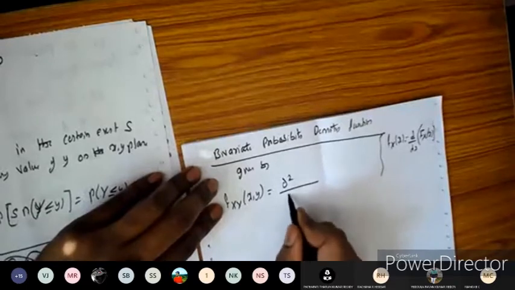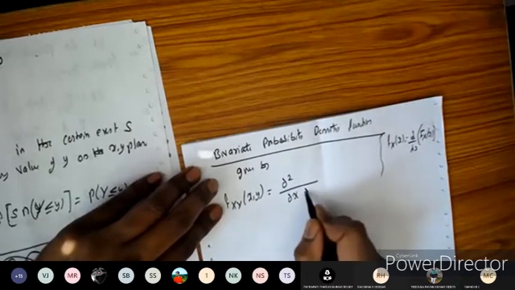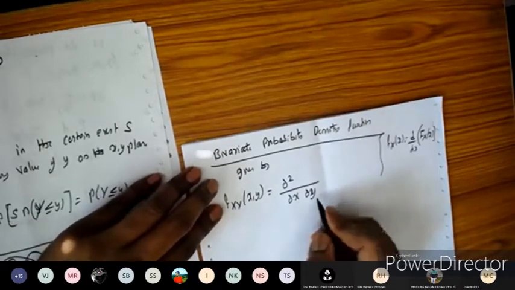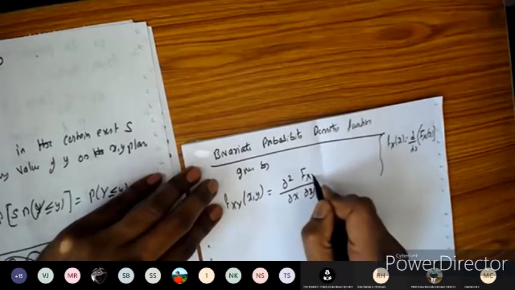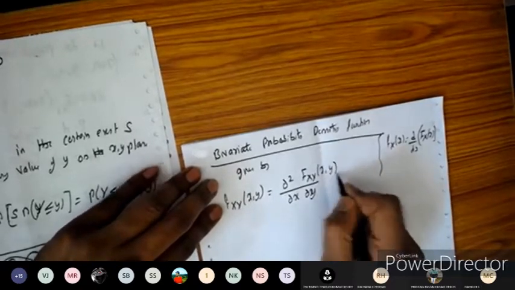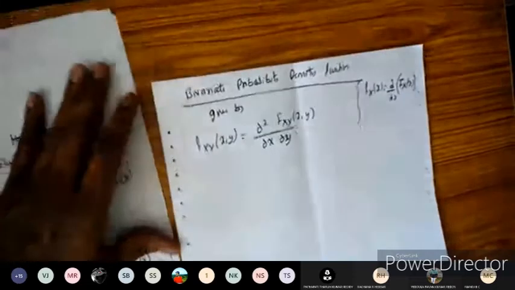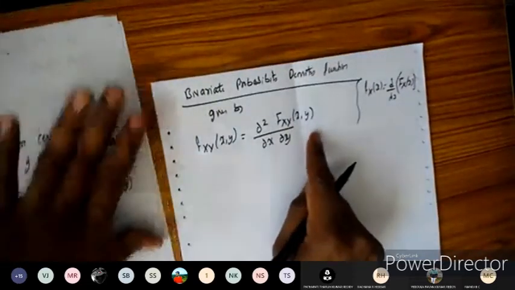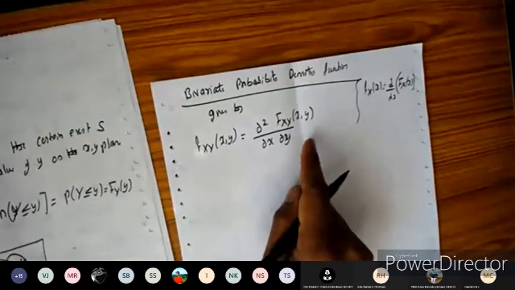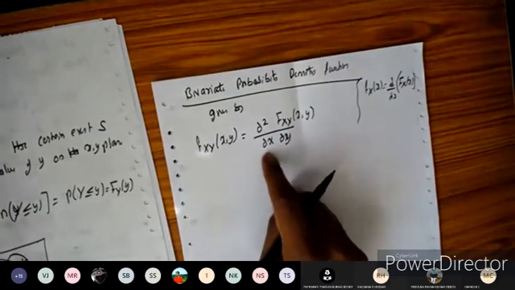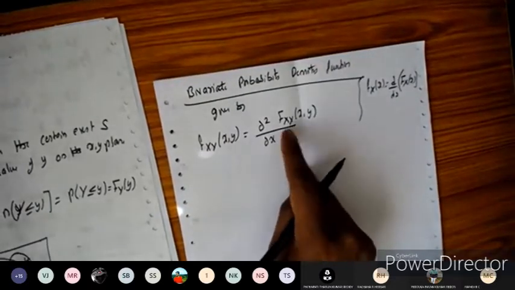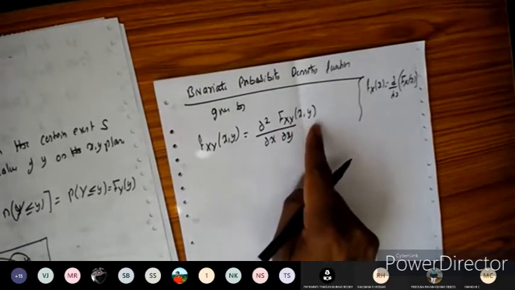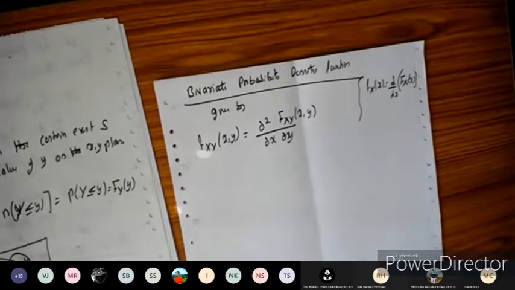So it will be called del square, one time with respect to dx, one time with respect to del y. So it is fxy of x comma y. You're going to differentiate with respect to x once and y once, because the two random variables are there. So you're going to get del square by del x del y of fxy of x comma y here.